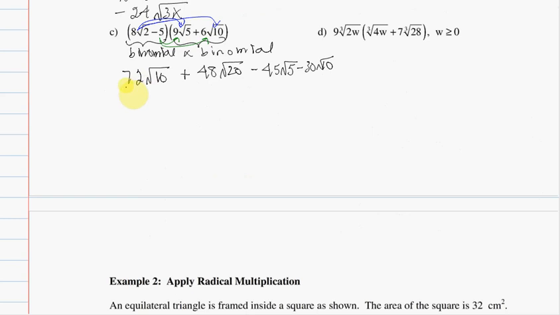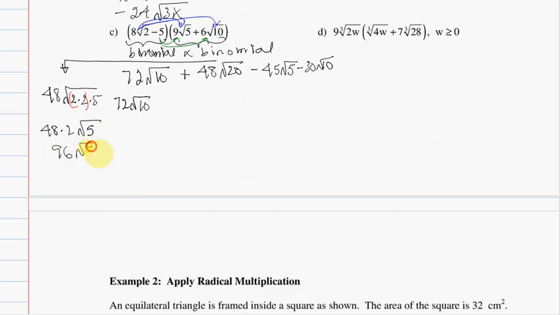Okay, we cannot simplify the 72 root 10, so we leave that. But we can simplify the 48 root 20, so I'm going to do that over on the side here. So 48 and then 20 is 2 times 2 times 5. Our index is 2, so we want to group in pairs. Pull the 2 out. We're going to go 48 times 2 and then root 5. So that leaves us with 96 root 5. So we'll put that back into the expression, 96 root 5. Okay, and the next two terms are already simplified.